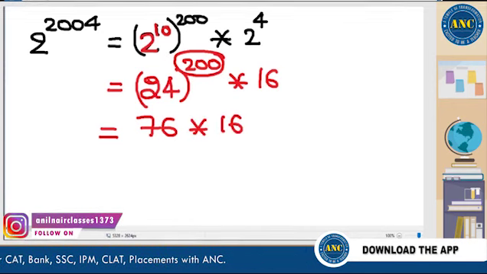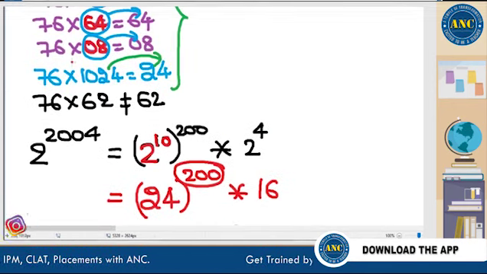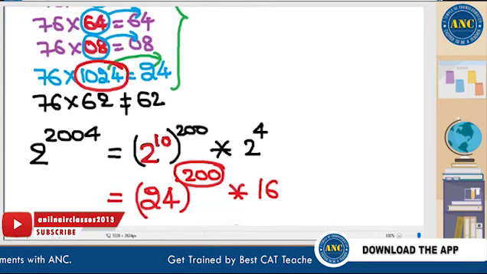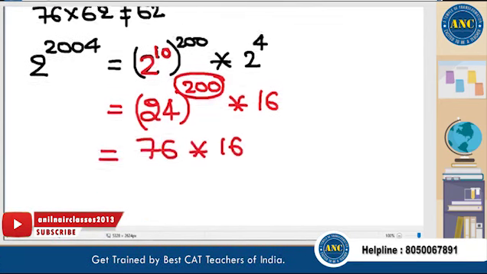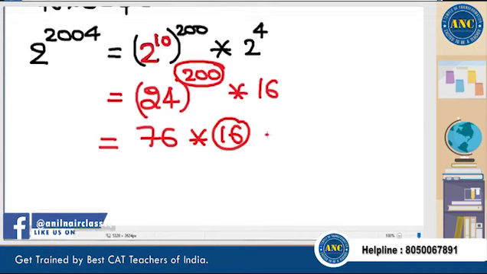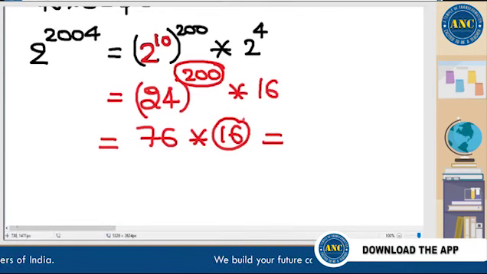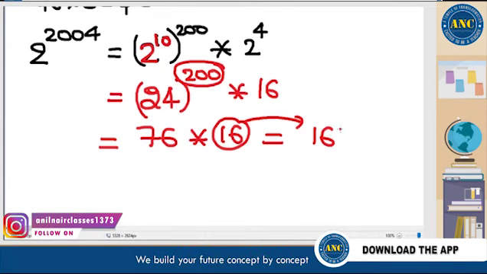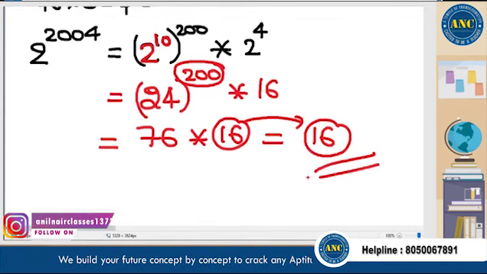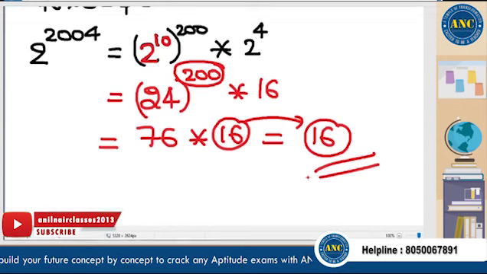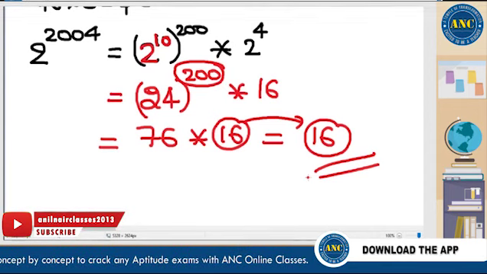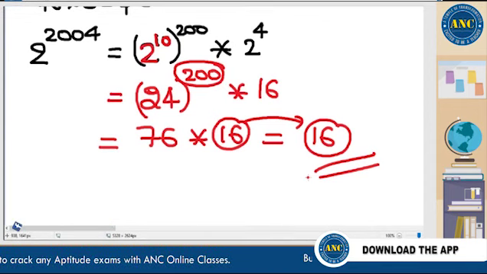Multiplied with 16. Just 2 minutes before we discussed 76 multiplied with any power of 2. 16 is also a power of 2. The last 2 digits in the answer is nothing but the last 2 digits in the power of 2. That means this 16 will come as the answer. Answer for the first question is 16. I hope it is clear.